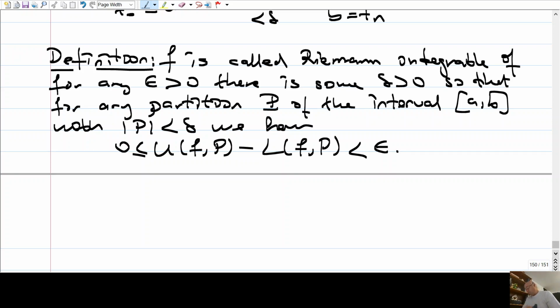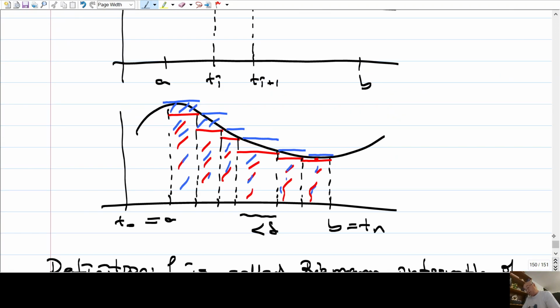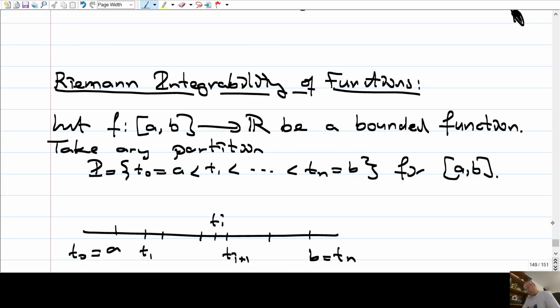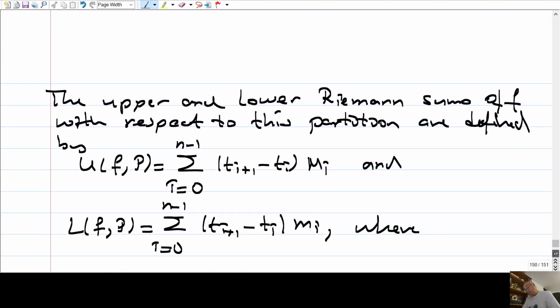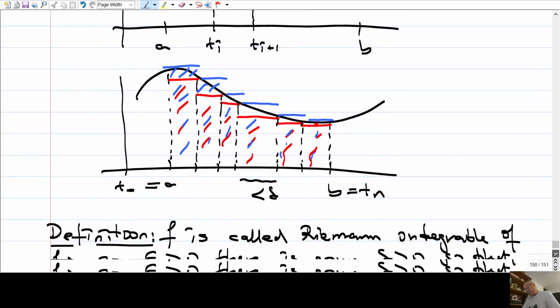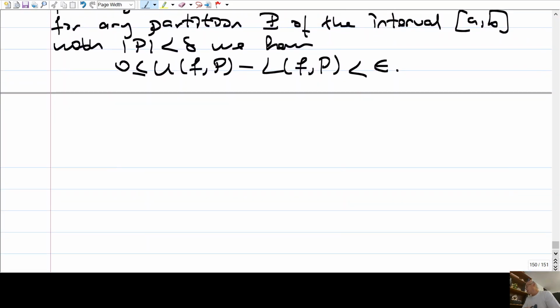Now, what we will do is the following. Do you have any questions so far? I just remind you what Riemann integrability is for functions of one variable on an interval. Okay. The theorem is this.